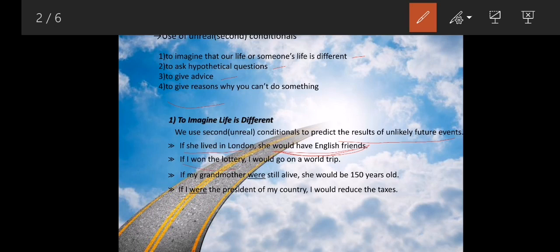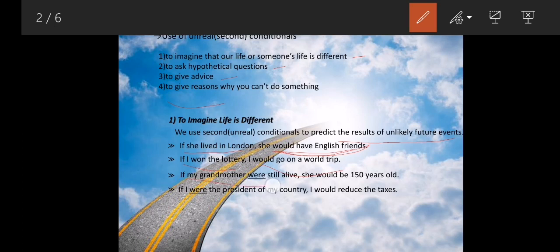If I won the lottery, I would go on a world trip. I didn't win the lottery. As a matter of fact, it is unlikely to win the lottery. But let's imagine the impossible results, okay?